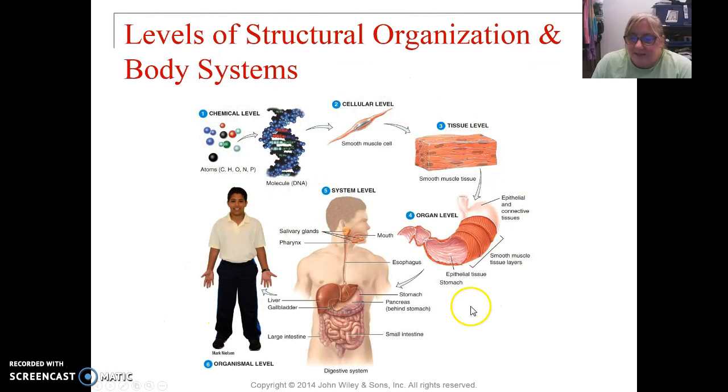And so here we can see that we have these different atoms make up DNA. DNA codes for protein production, and here we have a smooth muscle cell. Smooth muscle cells come together, forming the different layers of the stomach. The stomach then, combined with all the other digestive organs, makes up the digestive system, and with the other 10 organ systems makes up the organism.